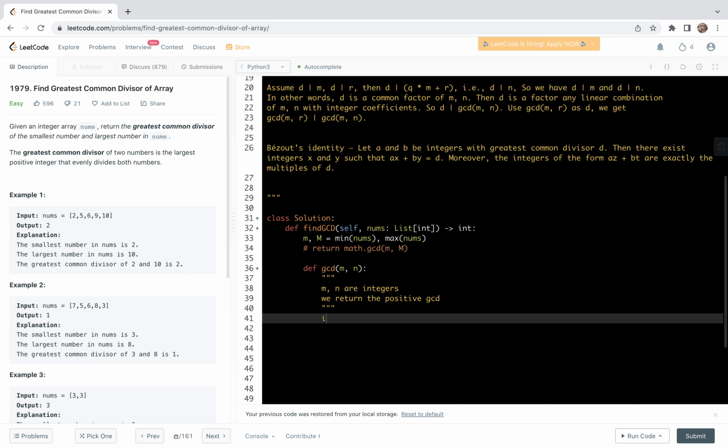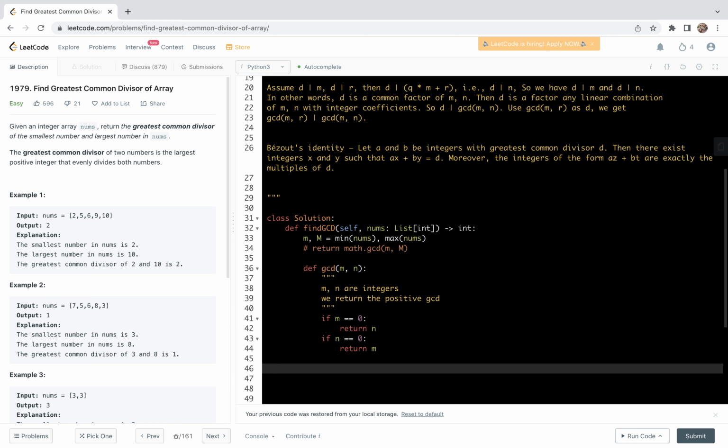First, we are going to consider the case if m equals 0. In this case, n is the GCD of the two numbers. So we are going to return n. Similarly, if n equals 0, we are going to return m. So the first two if checks consider the case one of m and n is 0 or both of them are 0, right? So after these two ifs, both m and n are non-zero.